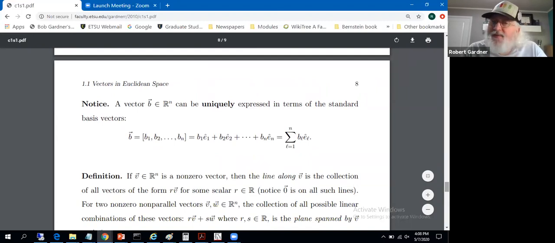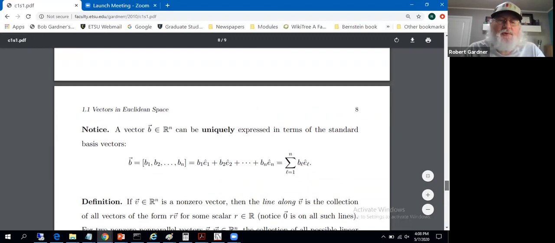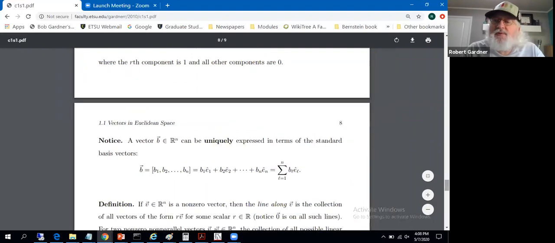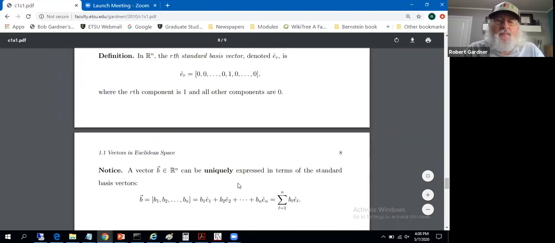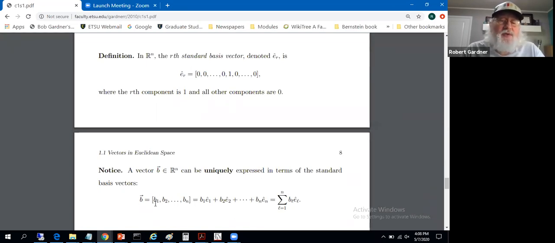Now, an observation about these standard basis vectors. If we wanted to write vector B in Rn, with components B1 through B sub n, as a linear combination of the E1 through E sub n, that's easy, just like it was with the i, j, k's. We take the first component, B sub 1, times the first basis vector. That first basis vector is a 1 followed by a bunch of zeros. All these other vectors are going to have 0 for the first component, so they aren't going to affect the first component, only the first one will.